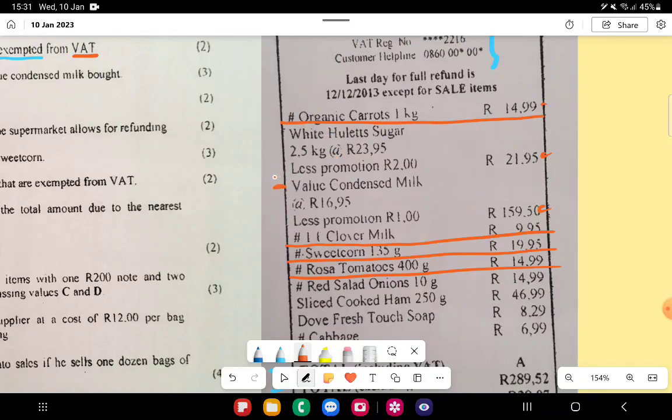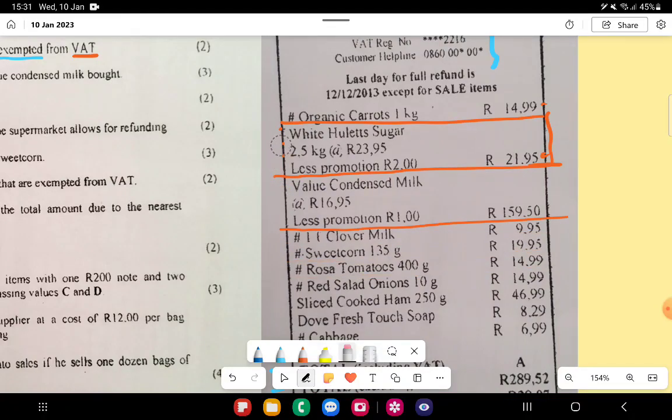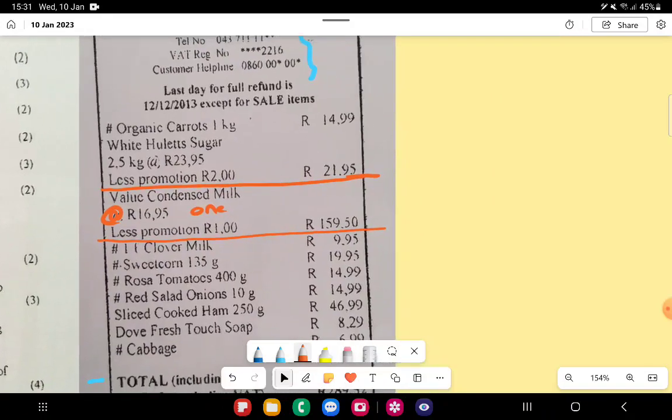Then I have sugar, and sugar is 3 lines long. Can you see that? 1, 2, 3. And I know it ends here where the final price is actually typed. Value condensed milk is also 3 lines long. And that is kind of important for you to know, because you need to calculate for me how many cans of condensed milk we are talking about. So we are going to go from those 3 lines. First one tells me the name of the item. The next one tells me the price of one. So at means it is one item. Less promotion, 1 rand.